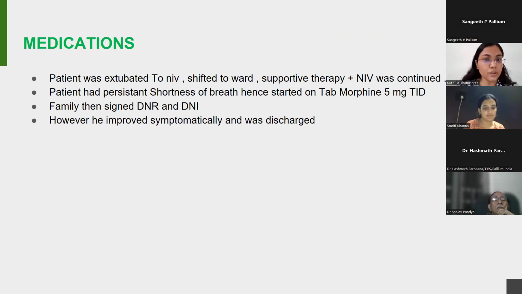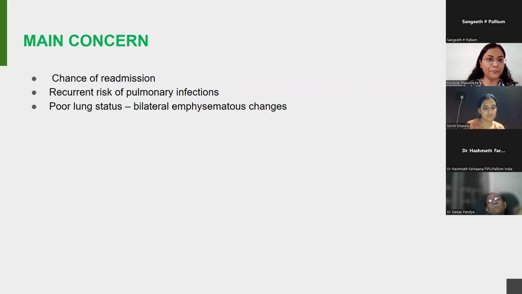The patient had persistent shortness of breath, and hence he was started on tablet morphine 5 mg TID. This morphine not only helped decrease his shortness of breath, but it also helped with a lot of chronic pain which he developed during this stay, because even with the continuous NIV the patient was using, the nasal bridge itself was completely excoriated. Finally, the patient improved symptomatically and was discharged with continuous NIV support.